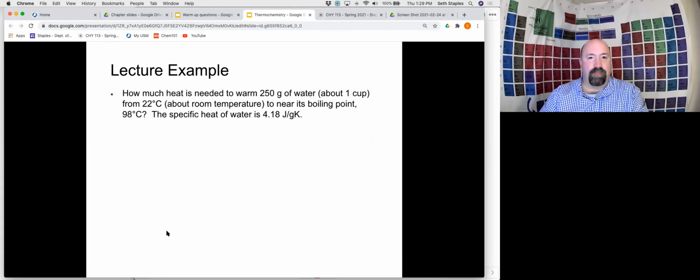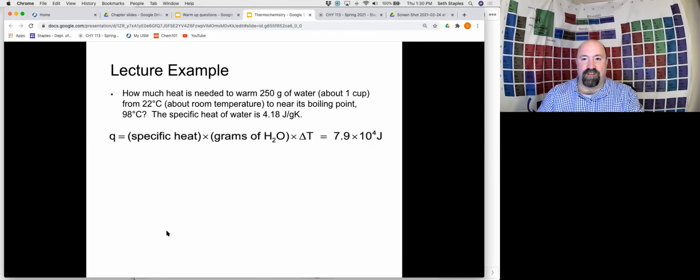Here's another one. How much heat do we need to warm 250 grams of water, which is about a cup or so? So if we're going to warm up 250 grams of water from 22 degrees C to close to the boiling point at about 98 degrees C. And here we just round off the specific heat a little bit, 4.18. And so try to calculate this. See what you can do. Pause the video and see what you can get for an answer. Hopefully you got 7.9 times 10 to the 4th joules.